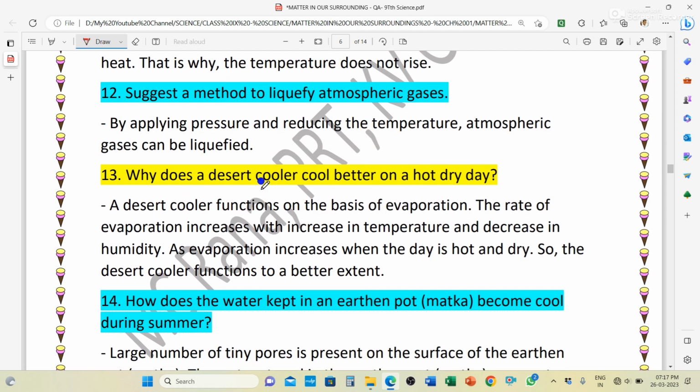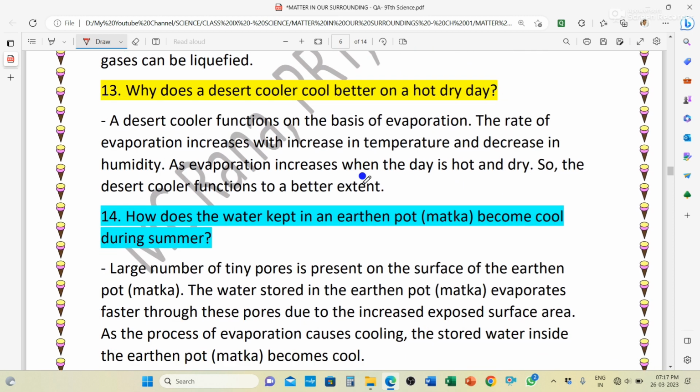Why does a desert cooler cool better on a hot, dry day? A desert cooler functions on the basis of evaporation. The rate of evaporation increases with increase in temperature and decrease in humidity. So as evaporation increases when the day is hot and dry, the desert cooler functions to a better extent on a hot, dry day. Because on a hot, dry day, the humidity is lower and the temperature is higher. With increase in temperature and decrease in humidity, the rate of evaporation also increases. That's why the desert cooler cools better on a hot, dry day.